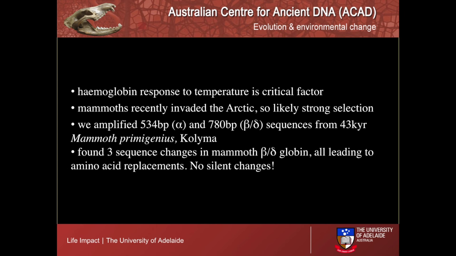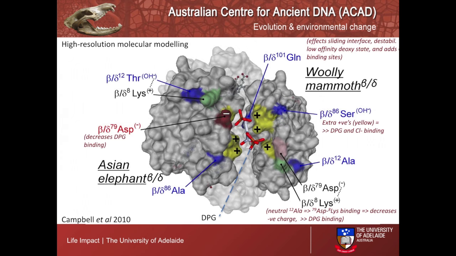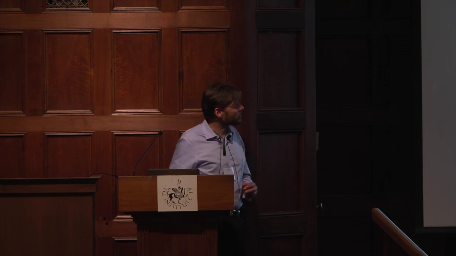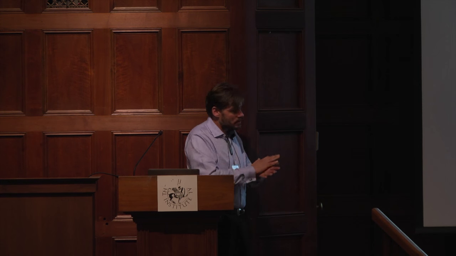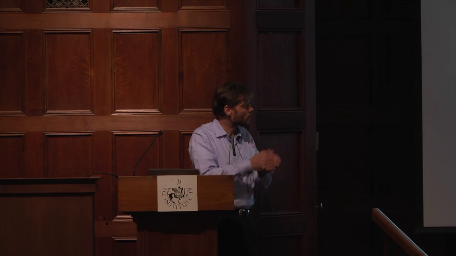You don't really expect that. You expect a lot of DNA change not doing very much, and then a small number of changes causing big protein effects. We found three changes, all of which caused significant amino acid changes. When we looked at a model of the hemoglobin, it's a tetramer, so we've set it up with the Asian elephant on one side, the woolly mammoth on the other, so you can see the changes between the two. You can think of hemoglobin very grossly as a set of hamburger buns. And what they do is they rotate across one another so the oxygen can get in. Think of it as putting a meat patty between the two buns, which then lock and hold the oxygen in.